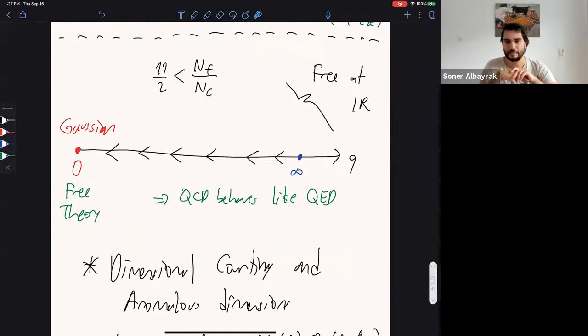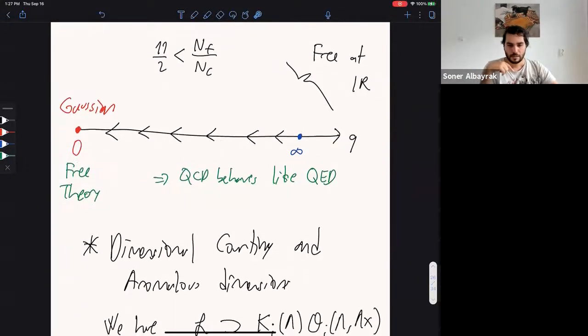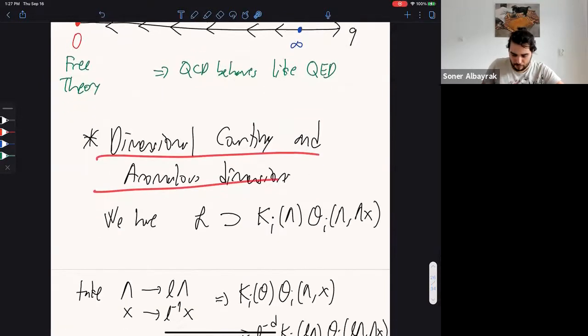Okay, great then. So this was a review plus some more stuff about Banks-Zaks fixed points. Nice. If there's no other question, let me keep reviewing yesterday a little bit more.